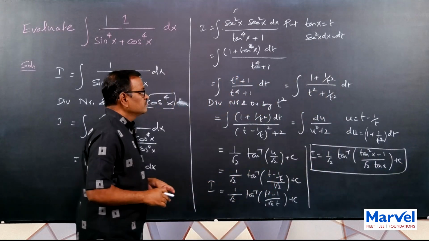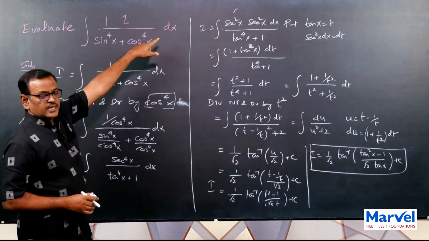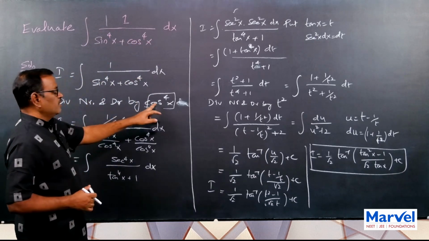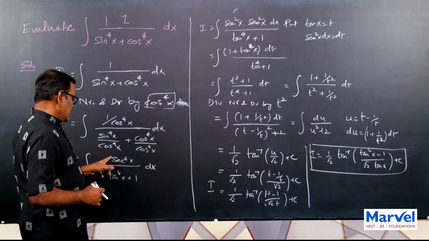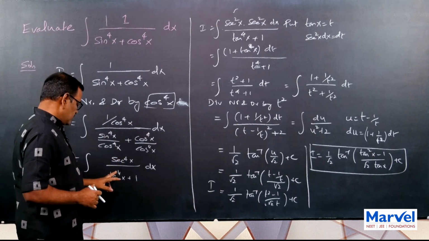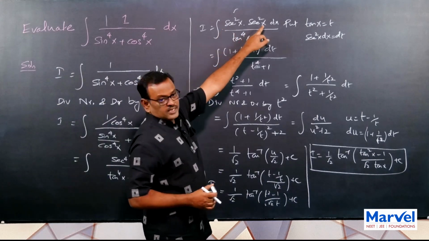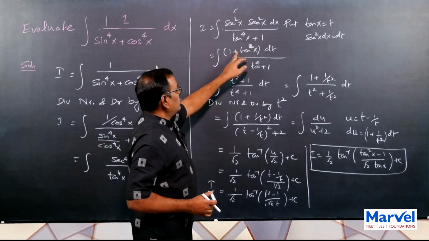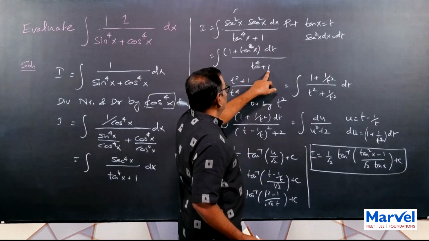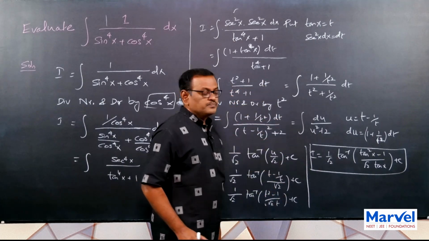Again I will explain now. The given question is 1 by sin power 4x plus cos power 4x dx, both are even powers of the same degree 4. So divide numerator and denominator by cos power 4x. This becomes secant power 4x by tan power 4x plus 1. Assume tan x equal to t. We can split the secant power 4x as secant square into secant square. One is for the derivative, another one is for 1 plus tan square x. Secant square x dx equal to dt by t power 4 plus 1, which is equal to t square plus 1 by t power 4 plus 1 into dt.